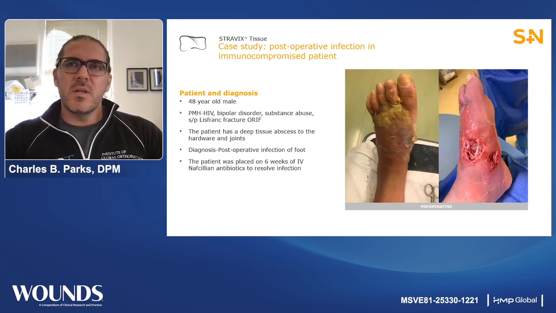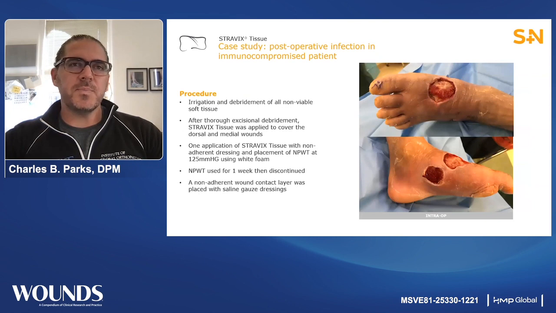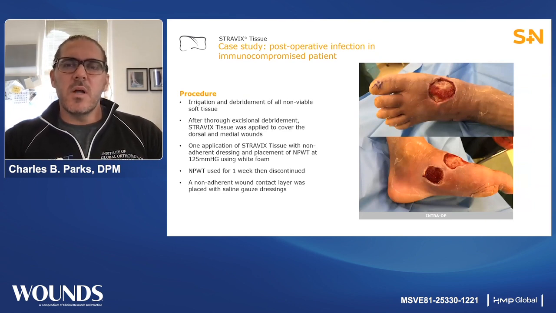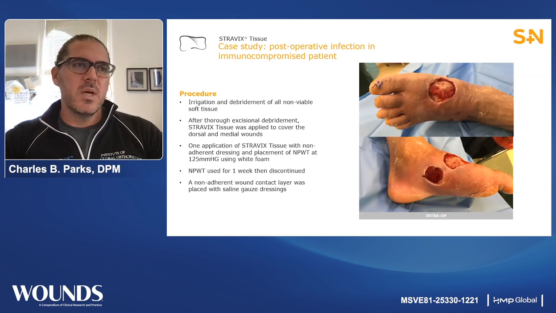After a quick debridement in the ED, this is what it looked like. So he had a post-op infection, deep space all the way down to bone and hardware. And he did end up undergoing 6 weeks of IV nafcillin, guided by cultures. So first he had an OR debridement and vac, and he has these two remaining large medial and dorsal wounds. The dorsal wound is down to the Lisfranc complex with a joint and bone exposed.